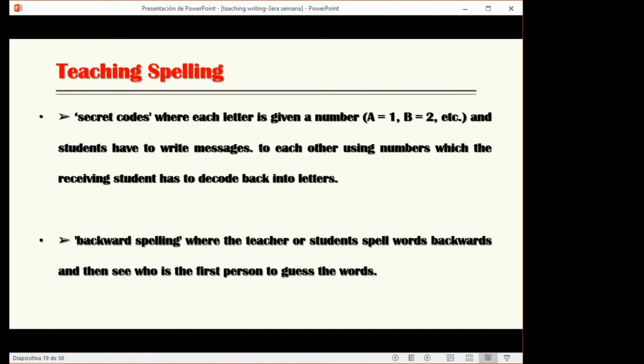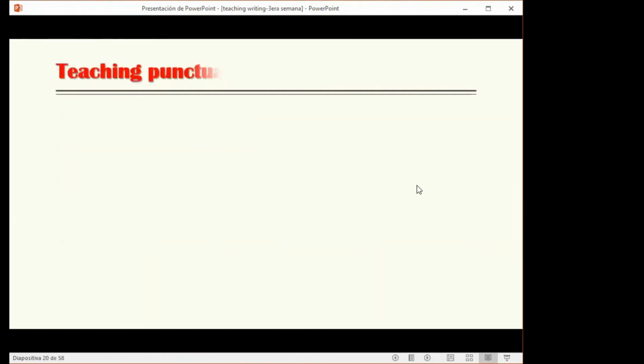Oh, what's that? It's tricky, no? This is tricky. But here you're reinforcing the spelling. Notice the spelling, using some activities, games, contests. This is very important. Okay, this is related to the spelling.